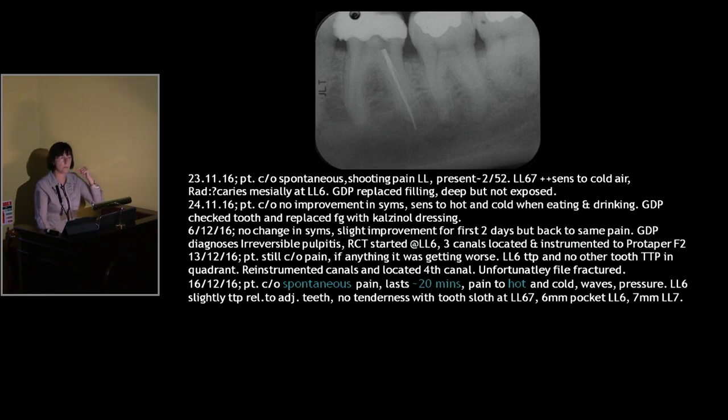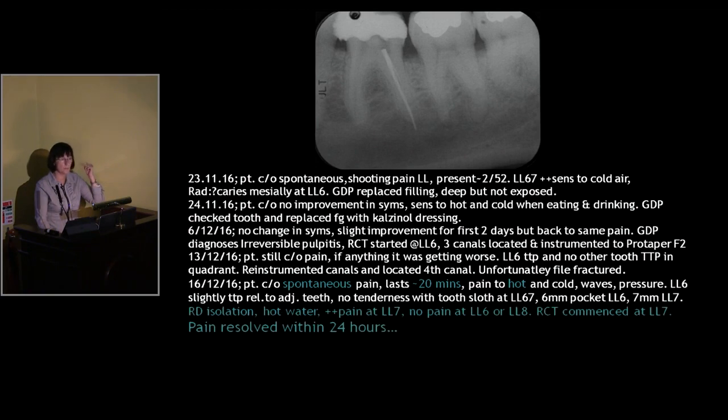You've got to try and reproduce the patient's pain. Rubber dam isolation, hot water, put it on the 6, no pain. Put it on the 7, absolute agony. Put it on the 8, nothing. First stage root canal treatment on the 7, which is irreversible pulpitis. Pain is resolved within 24 hours.